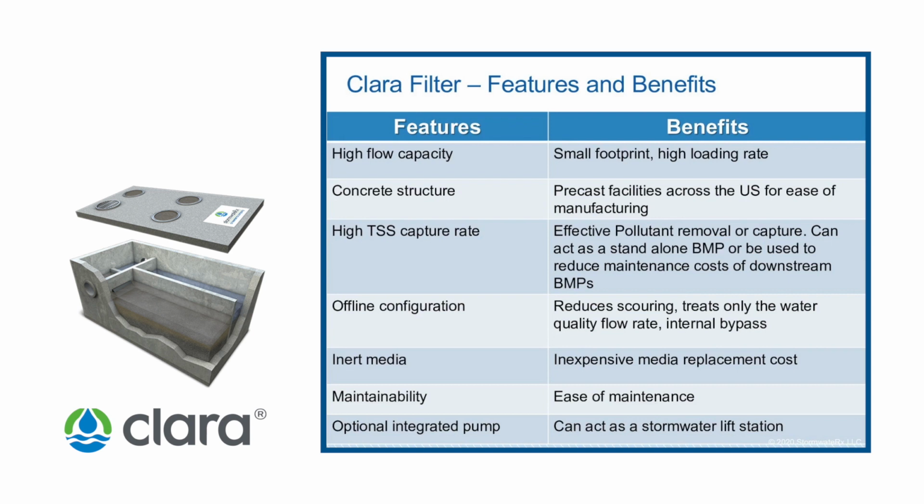The Clara filter possesses a high TSS removal rate and can act as a standalone BMP or be used as a pre-treatment device for any downstream stormwater treatment system. The Clara filter can help facilities reduce the cost of maintenance associated with end-of-pipe treatment systems. Because Clara filter is positioned offline, scouring of pre-settled solids is all but eliminated. The advantage of having an internal bypass weir is that these larger storm events can be far better managed than your typical online configured BMPs.